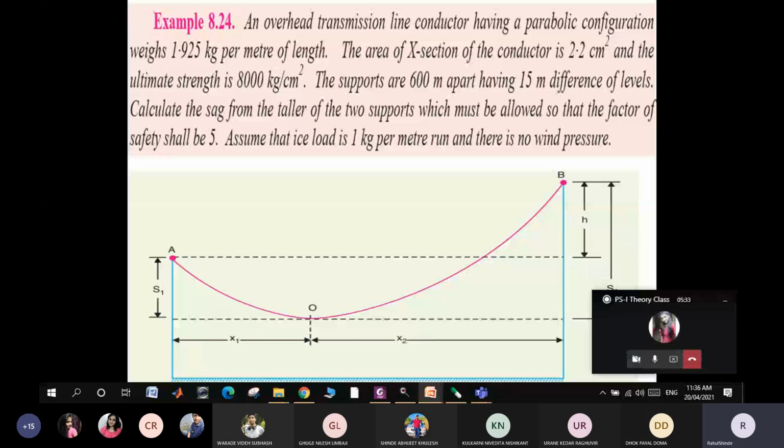Okay, so the next numerical is again related to the calculation of sag, but you can say this will be the third type. This example is related to the previous examples we have seen, which were related to equal level supports. That means two line supports which are at equal levels.